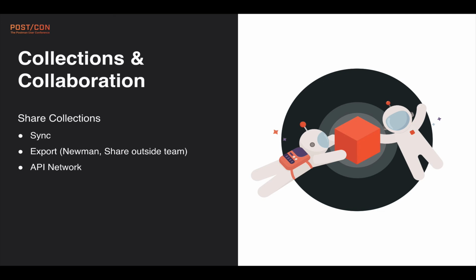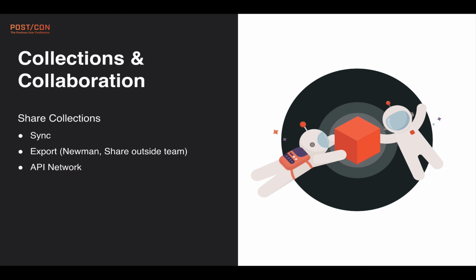Now, let's say you also want to share your collection outside of your team. Maybe you want to run the collection as part of a local script. In this case, you can export the collection from the Postman app. When you export, you can get a JSON representation of that collection, which you can then send to other people or use as a part of a larger process.